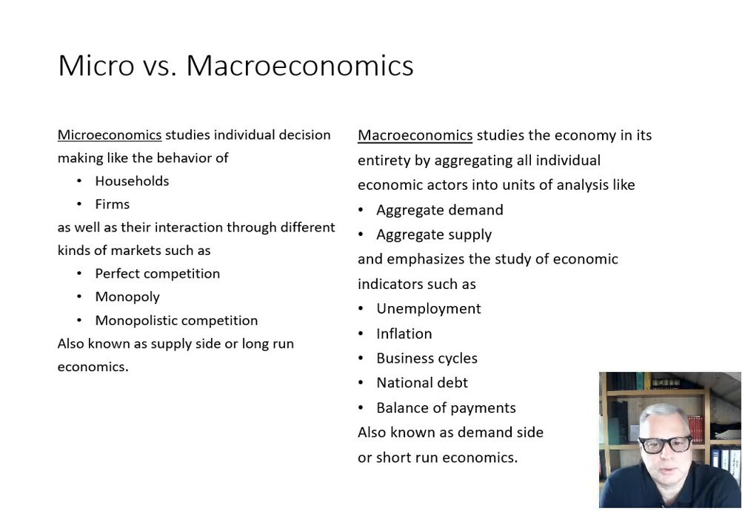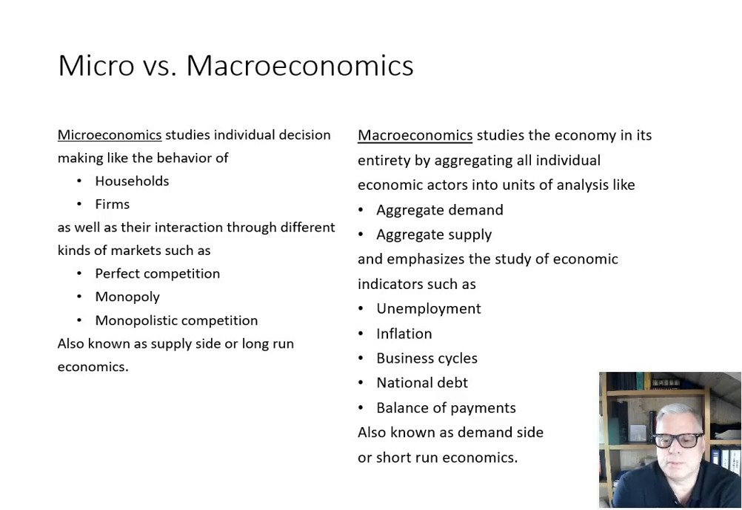Okay, let's continue. There are two main branches in economics, and they are known as micro and macroeconomics. And they have again some subdisciplines as well, but it's not so important for now. So microeconomics studies individual decision making, like the behavior of households or firms. So micro basically means the small entity.